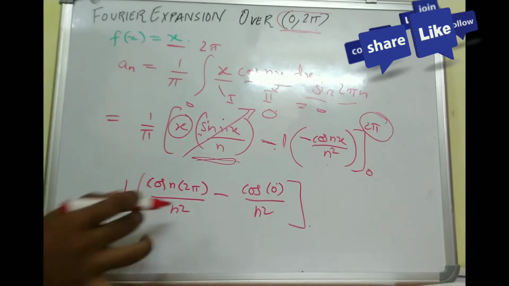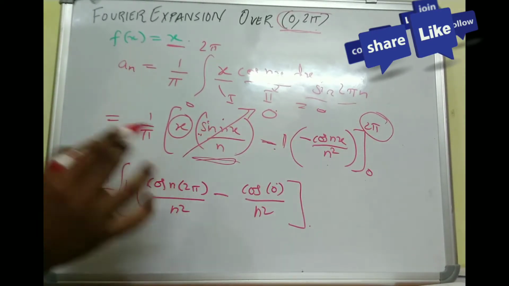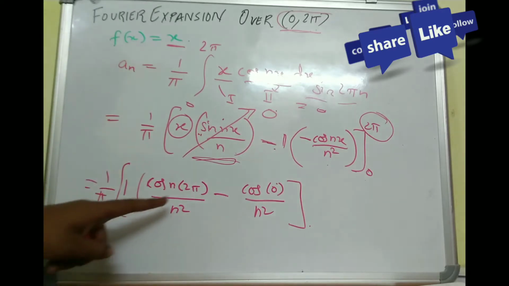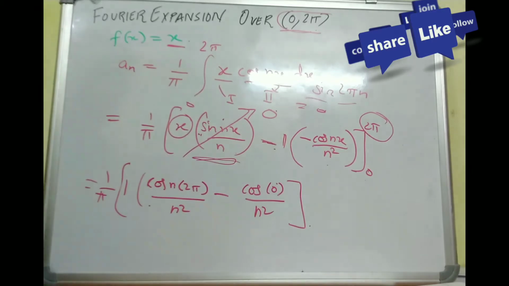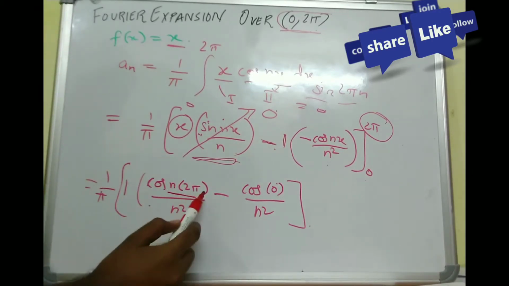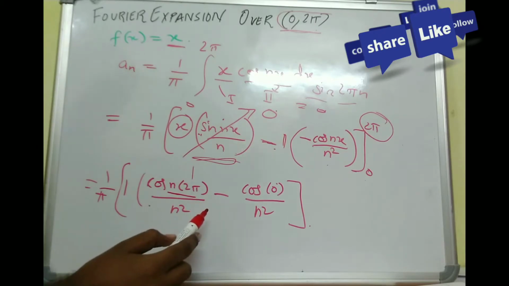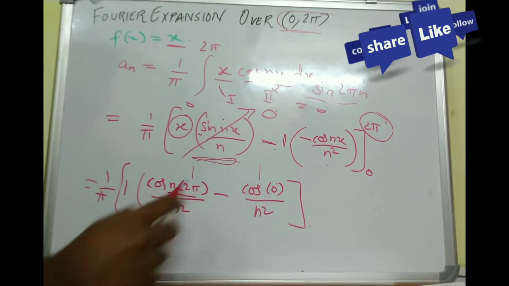Then upper limit, 1 by pi is there. 1 by pi into this thing. Now upper limit n to pi, lower limit 0. Now see, this is 2n pi. Cos 2n pi is nothing but 1. Now cos 0 is also 1. Now what it becomes?